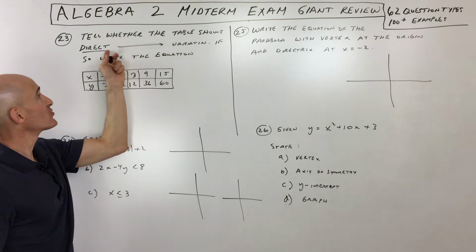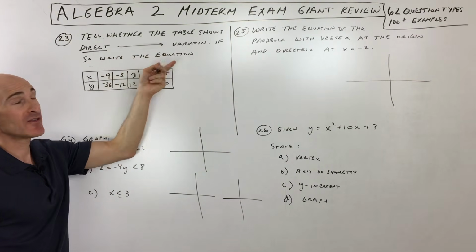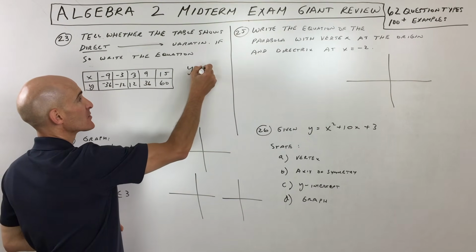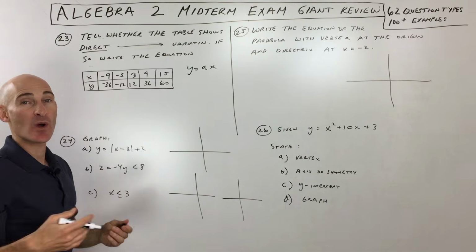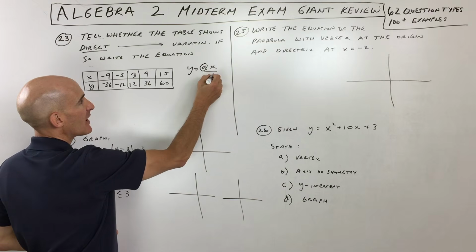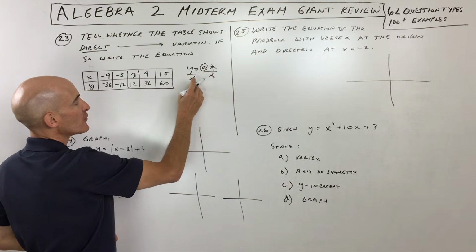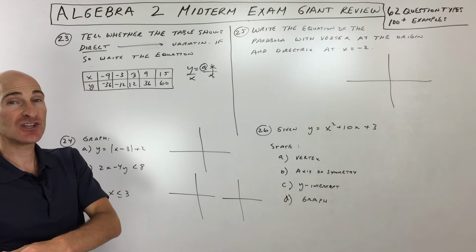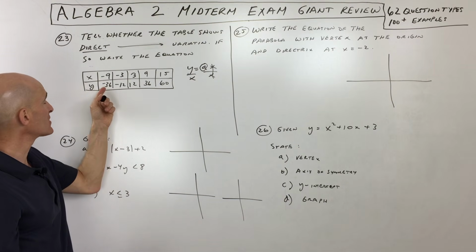Okay, question number 23. Tell whether the table shows direct variation. If so, write the equation. Now remember, direct variation are equations that are in the form y equals a times x or y equals k times x. But what I want to show you is if you get this a by itself, by dividing both sides by x, what you'll find is that if you divide the y value by the x value and you get the same quantity each time, that tells you it's direct variation. So let's test that out.